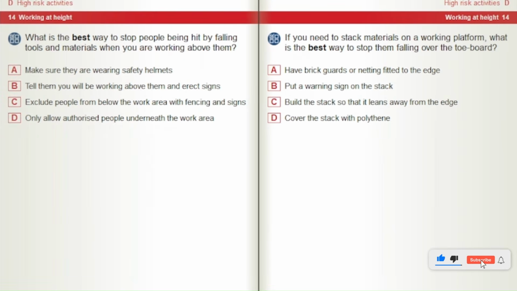If you need to stack materials on a working platform, what is the best way to stop them falling over the toe board? Have brick guards or netting fitted to the edge. Put a warning sign on the stack. Build the stack so that it leans away from the edge. Cover the stack with polythene.